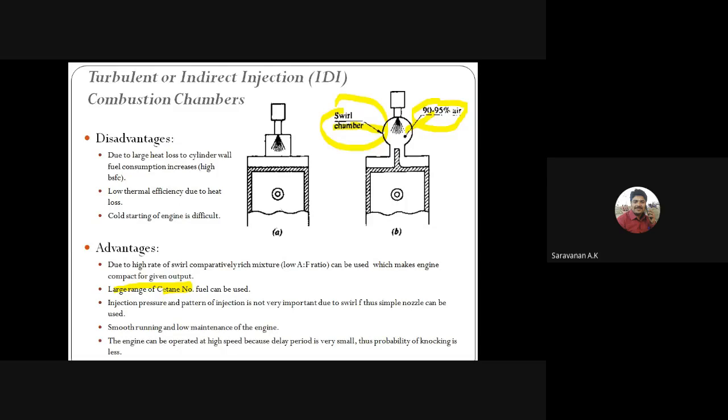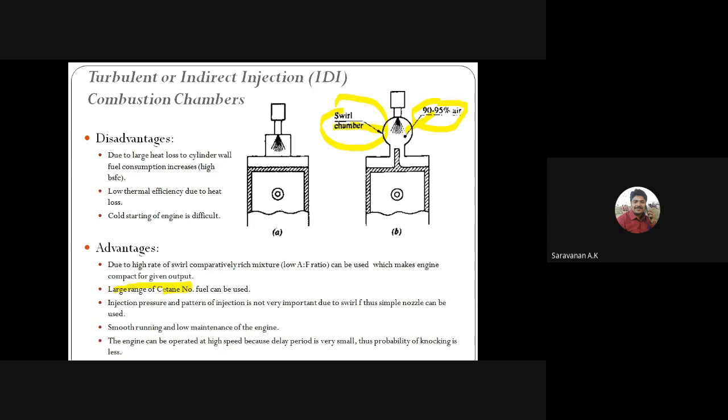Why? Because the swirl will be there. Here we can also use simple types of nozzles, and it has a low maintenance cost. It runs smoothly with a low maintenance cost. Then the engine can operate at a high speed with a small delay period. If the delay period is small, it reduces the knocking tendency.